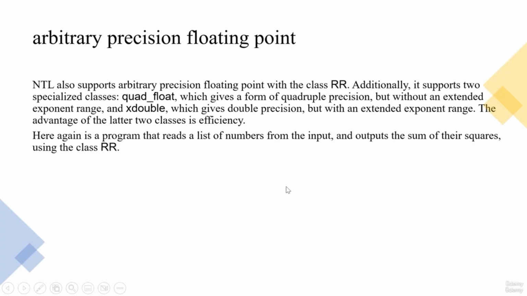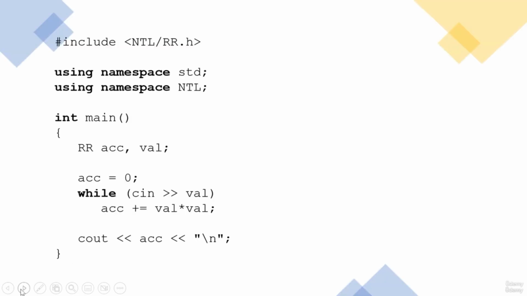Arbitrary precision floating points. NTL also supports arbitrary precision floating points with the class RR. So in this program, we are reading a list of numbers from the input and outputting the sum of their squares using the class RR. So we are declaring the values, then we are printing the sum of the squares.